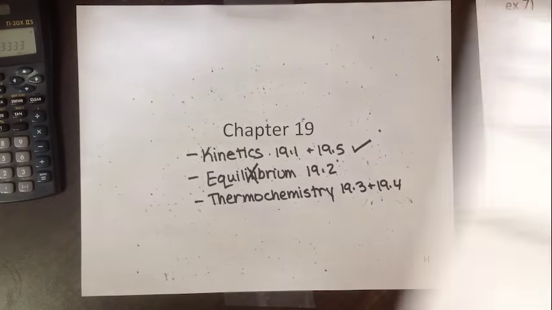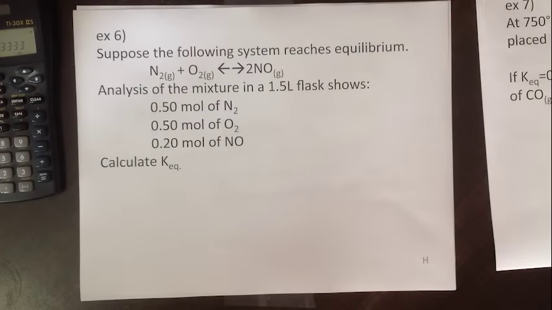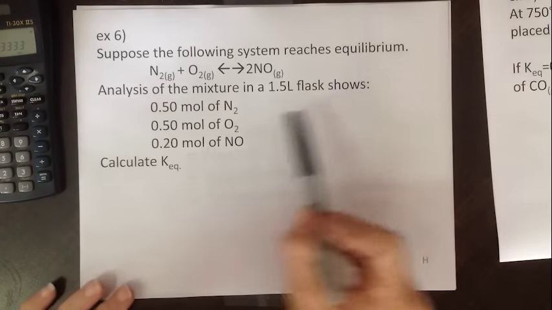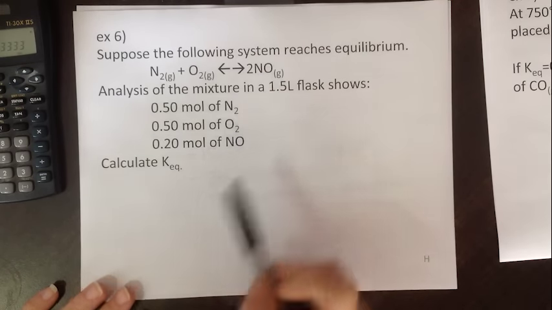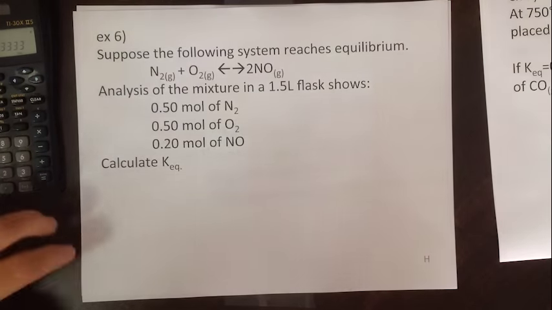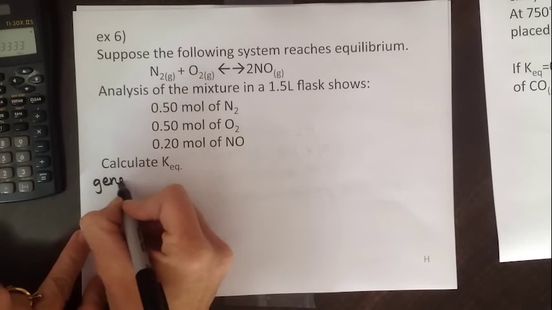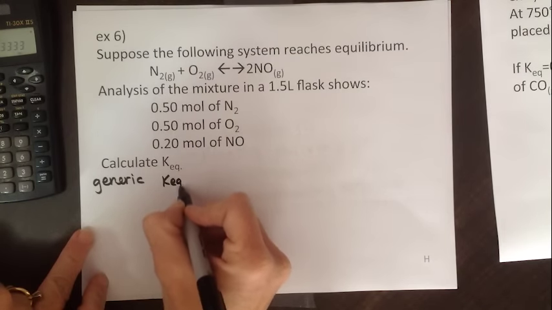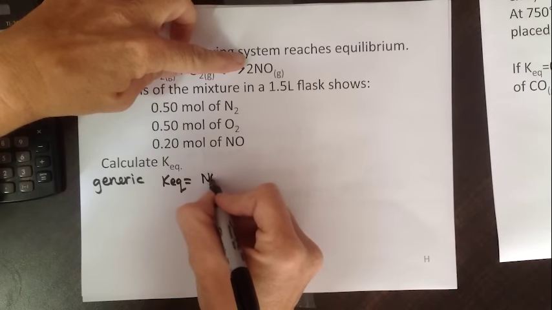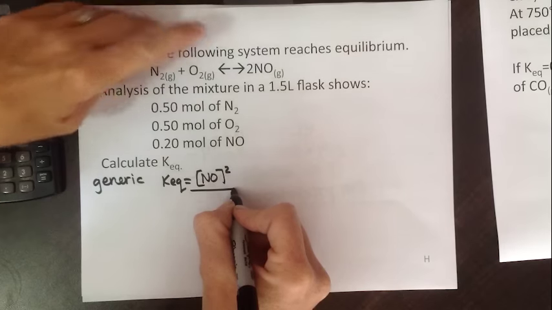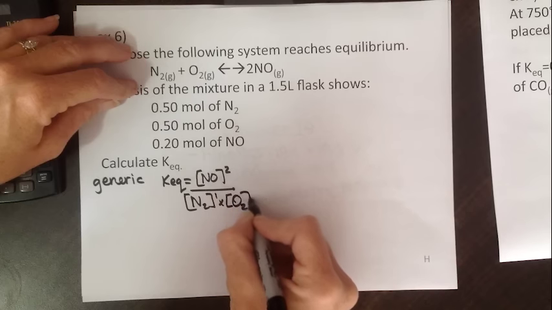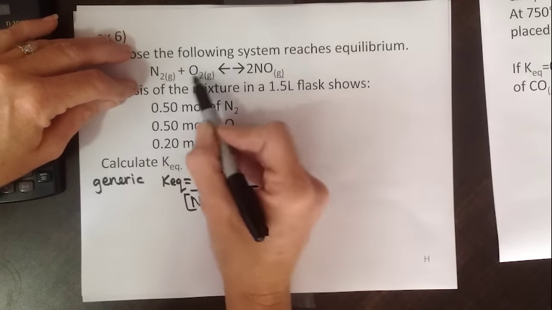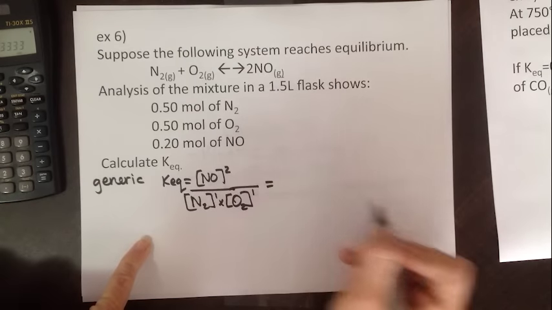Example 6. We're just going to try a couple different examples and make sure life works out. Suppose you have this following equation, and you have a mixture in a 1.5 liter flask. You have half a mole of nitrogen and oxygen and 0.2 moles of nitrogen monoxide. Calculate K. So I'm first going to do the generic. KQ equals products raised to the coefficient power divided by reactants raised to the coefficient power. And I should make note, I do quickly check for solids and liquids. There's none.